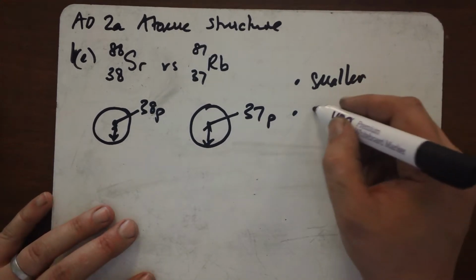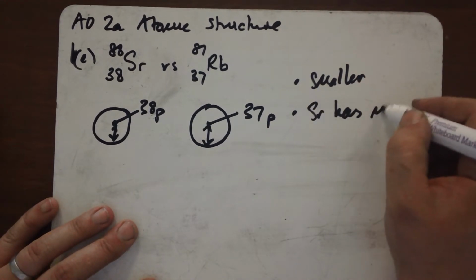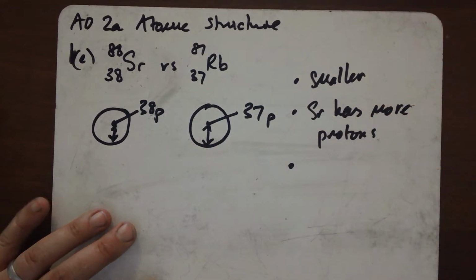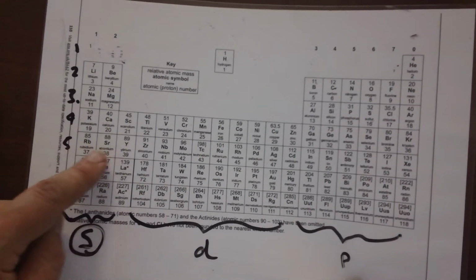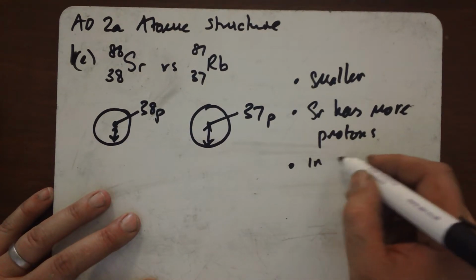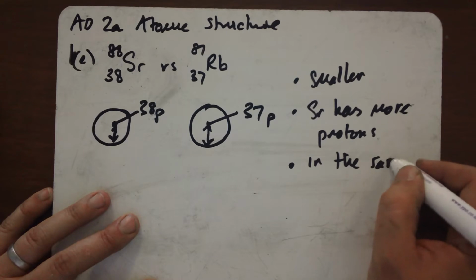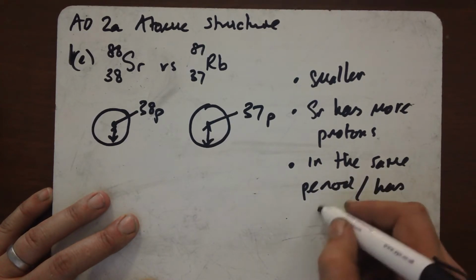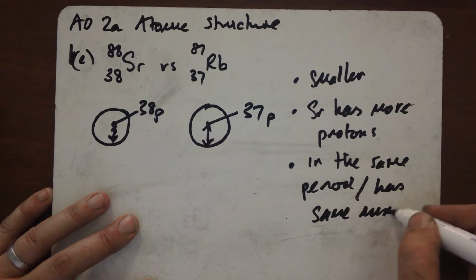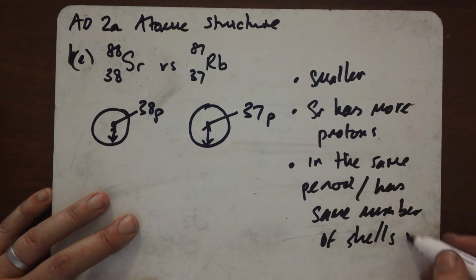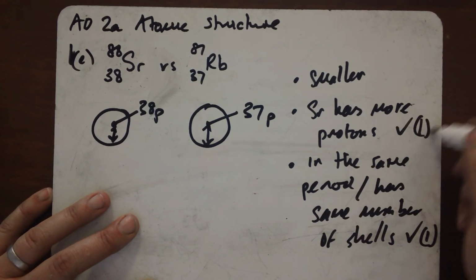The reason for it is that the strontium has more protons. Okay, and the reason that we can definitely say it gets smaller because there's more protons is because it's in the same period. So the last point is in the same period, or another way of saying that, it has the same number of shells. So either of those to get the 3rd mark.